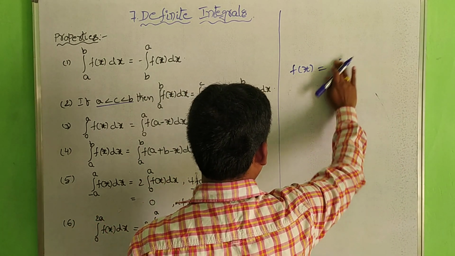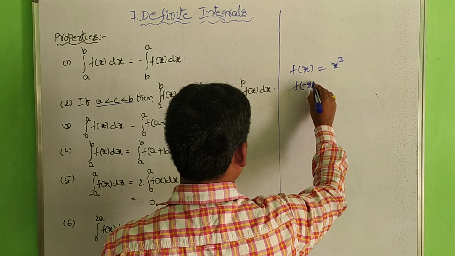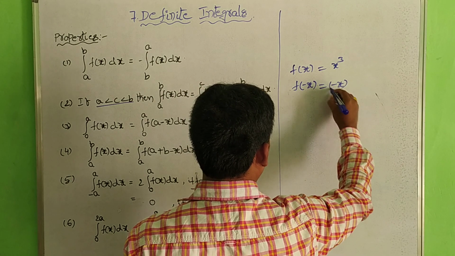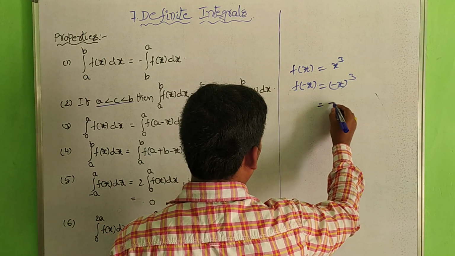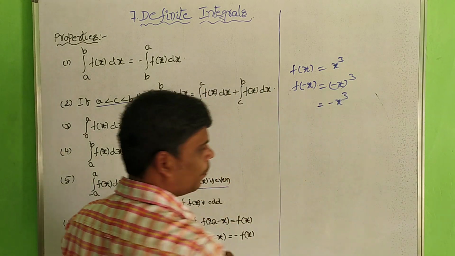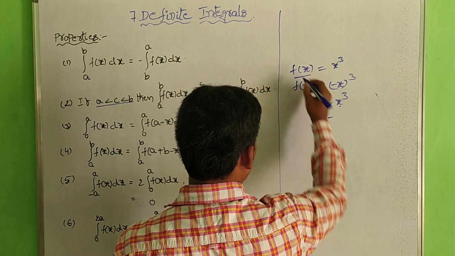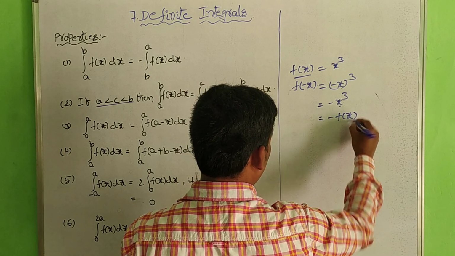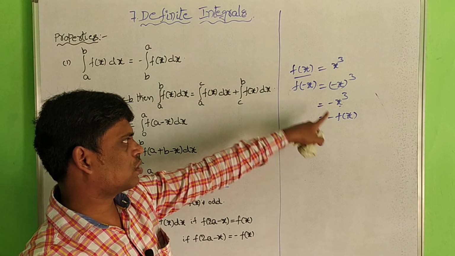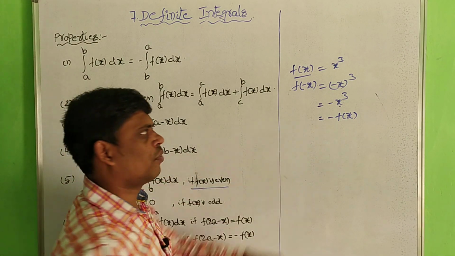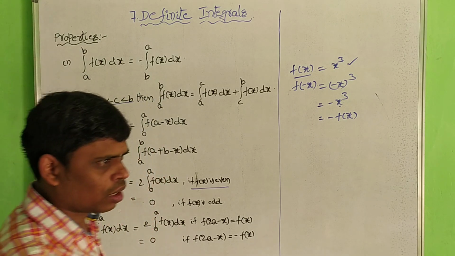f(x) = x³. Replace x by −x: f(−x) = (−x)³ = −x³, which we can write as −f(x). So f(−x) = −f(x). This is an odd function. This is an algebraic example.